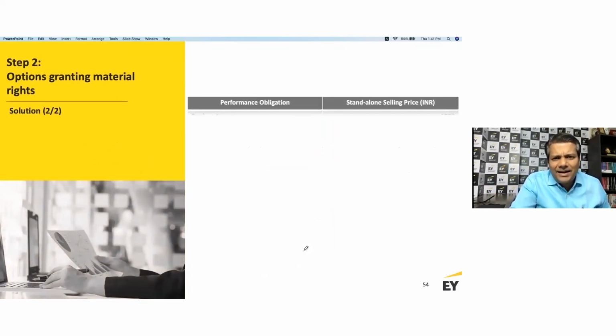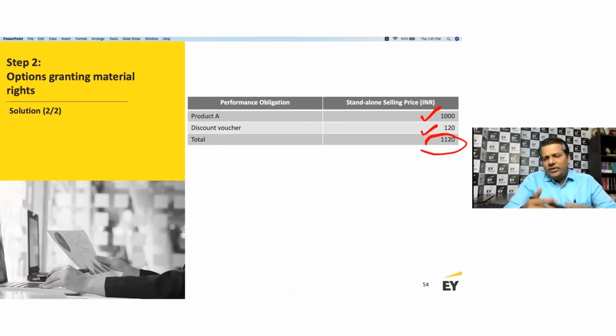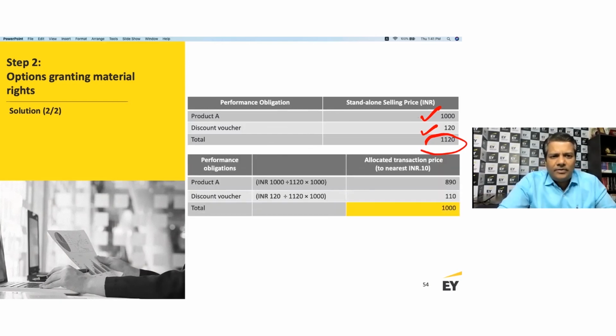So let's look at this. The standalone selling price here is product A is 1,000 and here is 120. So in total, if I had sold them individually, I would possibly have charged 1,120. But how much have I received? I have only received 1,000. I've already fulfilled my performance obligation by selling product A. The option is yet to be exercised, so yet to be fulfilled to the customer. So I can't record revenue for the option piece, because I haven't yet fulfilled my performance obligation.